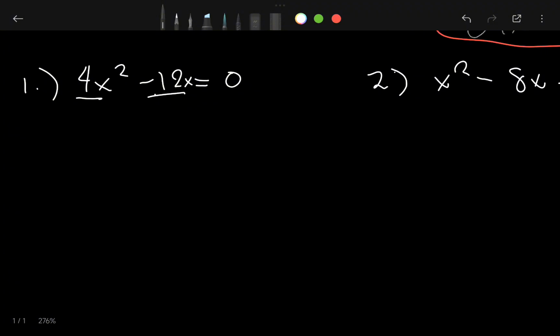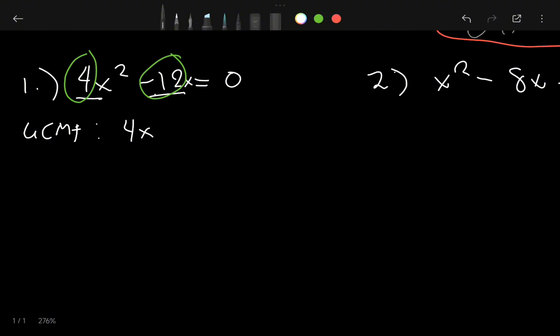Now, the first thing that we need to do is to find this GCF, the greatest common monomial factor. What is the greatest common monomial factor of your quadratic equation in terms of coefficient and variable? So first, 4 and 12. What is their common? Their common here is positive 4, because 4 is a factor of 12, and that's their greatest common monomial factor. Now, how about their variable? They have x squared and x, so therefore their common there is x.